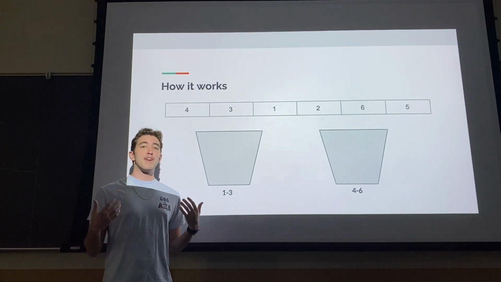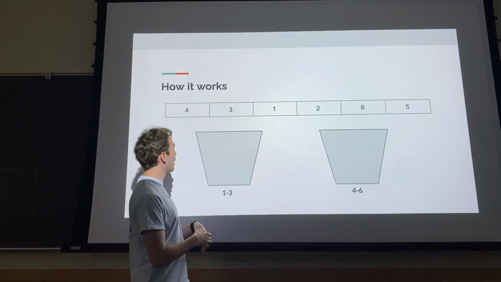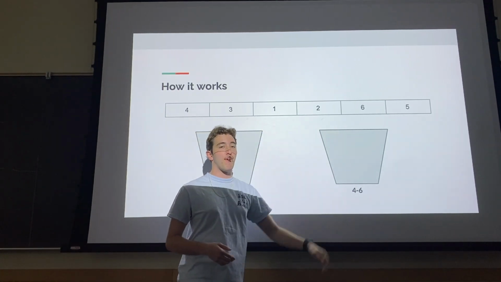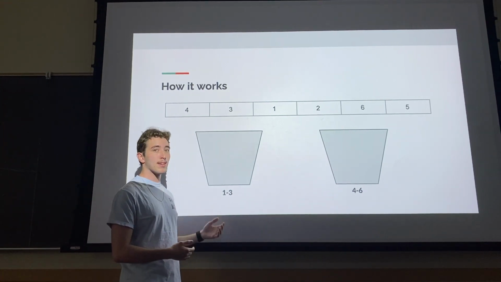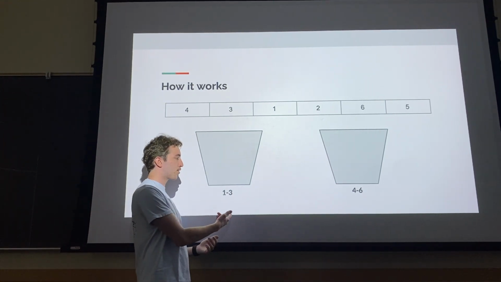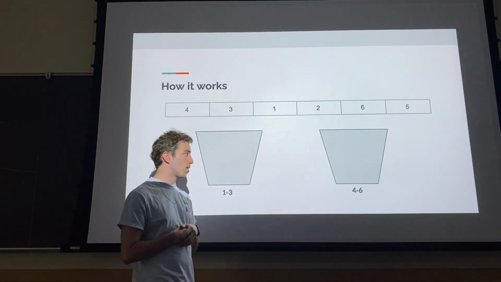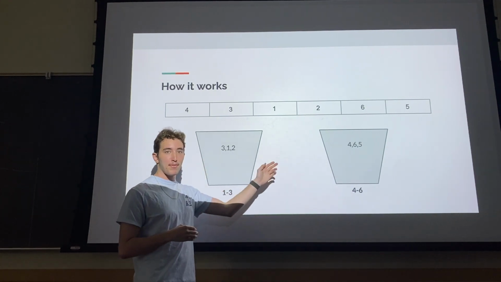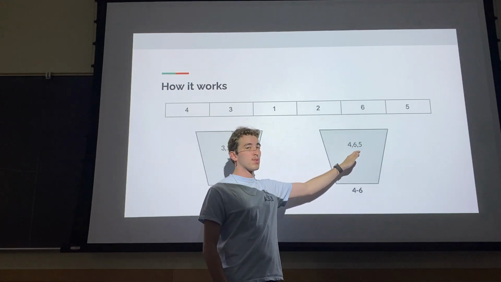So let's do a visual illustration of how this works. This is our sample data here. We have an array of integers: 4, 3, 1, 2, 6, and 5. We're going to split all the data up into two different buckets. The first bucket is going to hold all the values from 1 to 3, and the second bucket is going to hold all of the values from 4 to 6. So when we do that, going from left to right, we have in the left bucket 3, 1, and 2, and in the right bucket 4, 6, and 5.